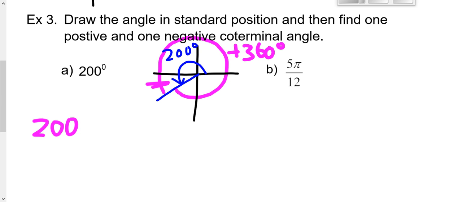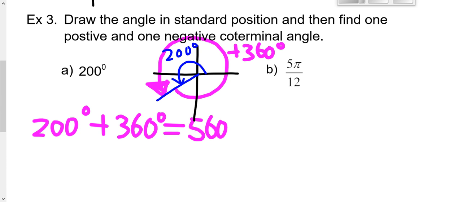Okay, so anyway, now you take 200 and then you add 360 on top of that, so that gives you 560. Because if you do this and then add them all up, that will give you 560 degrees.